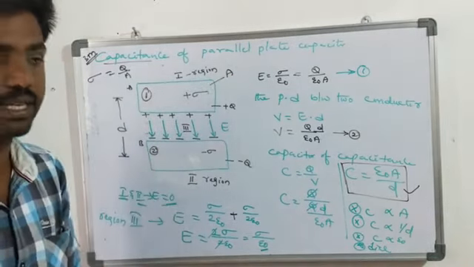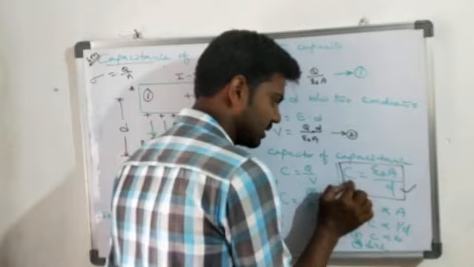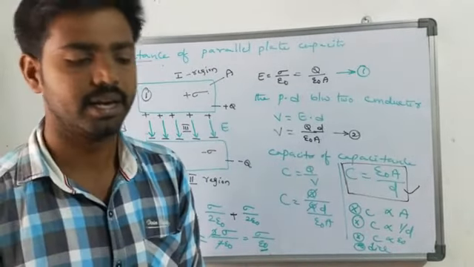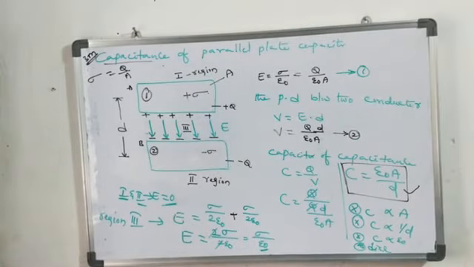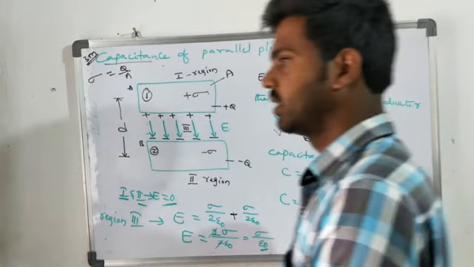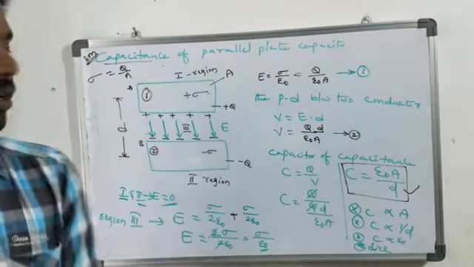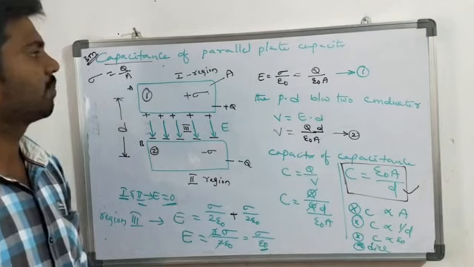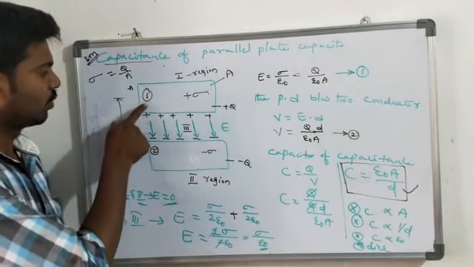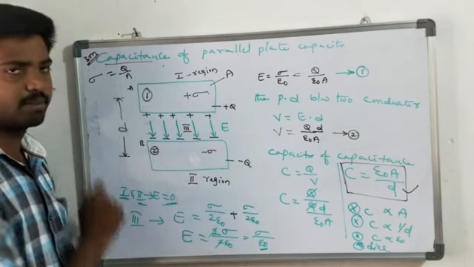Otherwise, sometimes by using this formula, C is equal to epsilon naught A by D, they will ask one problem. Okay. So this is about the capacitance of a parallel plate capacitor. See, once again, let us consider two conductors A and B.